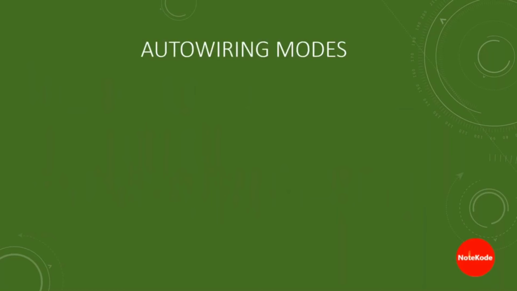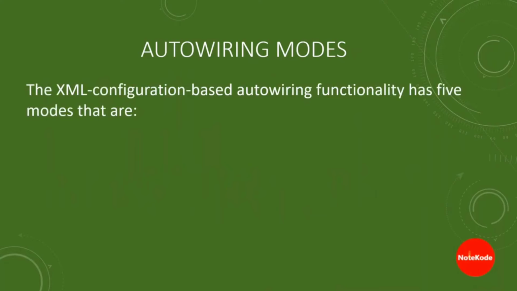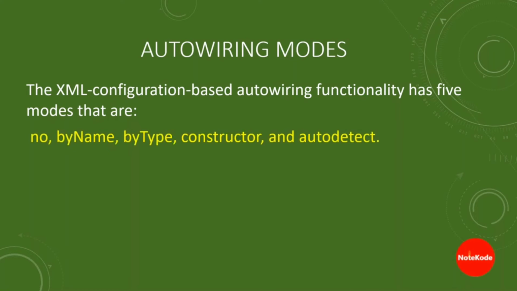Auto wiring mode. What is auto wiring mode? The XML configuration-based auto-wiring functionality has 5 modes that are: No, By Name, By Type, Constructor, and Auto-Detect. Point to note, the default mode is No. Let's discuss all auto-wiring modes in brief.